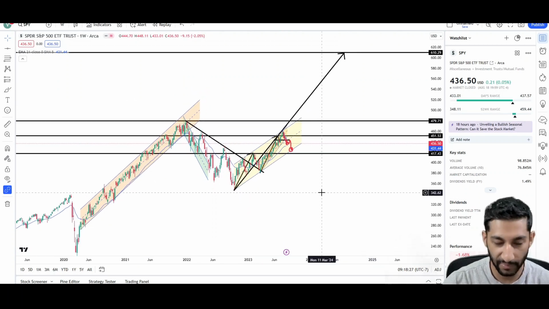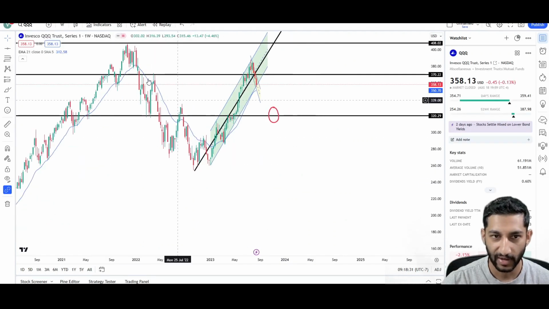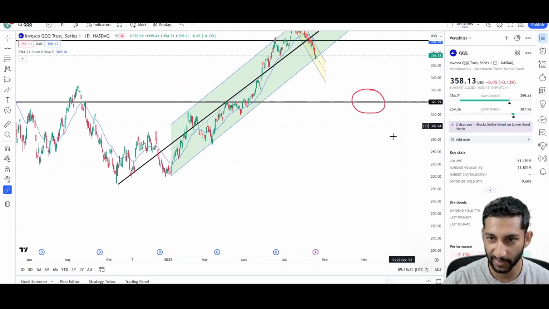A couple of members wanted to look at QQQ, so let's take a look at that chart right now. It's very similar to the SPY. That's why I don't like covering it. There's a couple of differences.